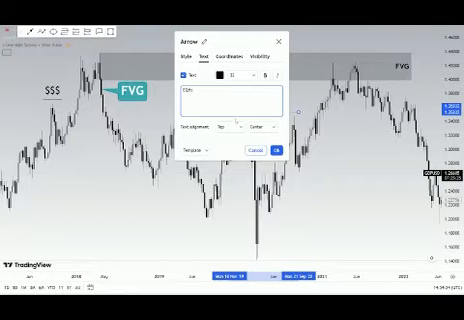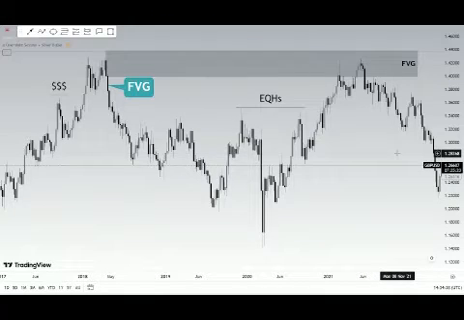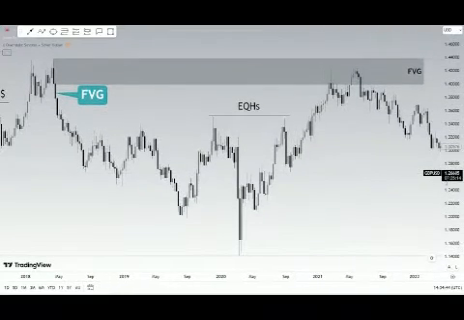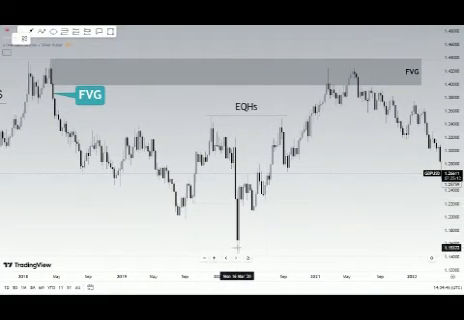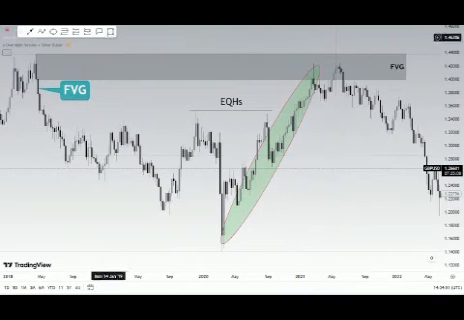Equal highs. Now, our equal highs represent a liquidity pool, right? So this is how we use fair value gaps in conjunction with equal highs and lows, in conjunction with liquidity as a whole. Okay, so this is going to be our buy-side delivery going all the way up here in green.